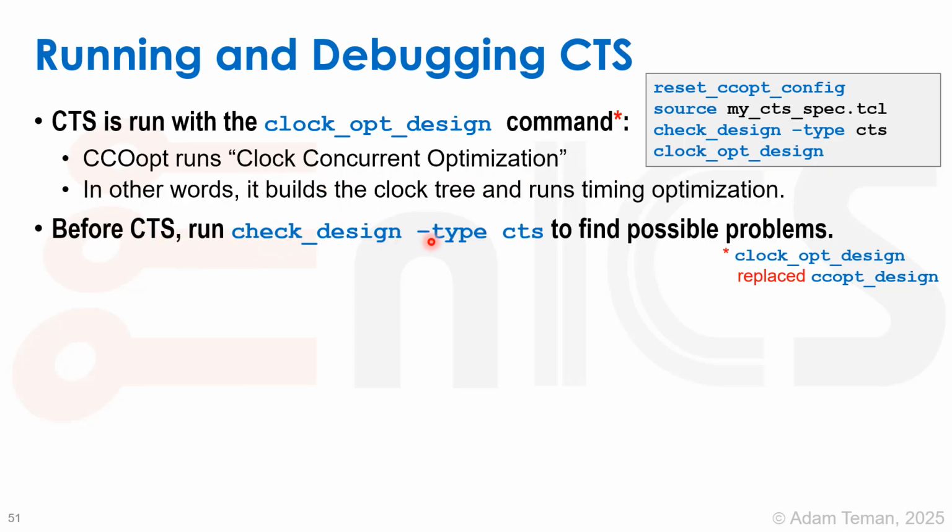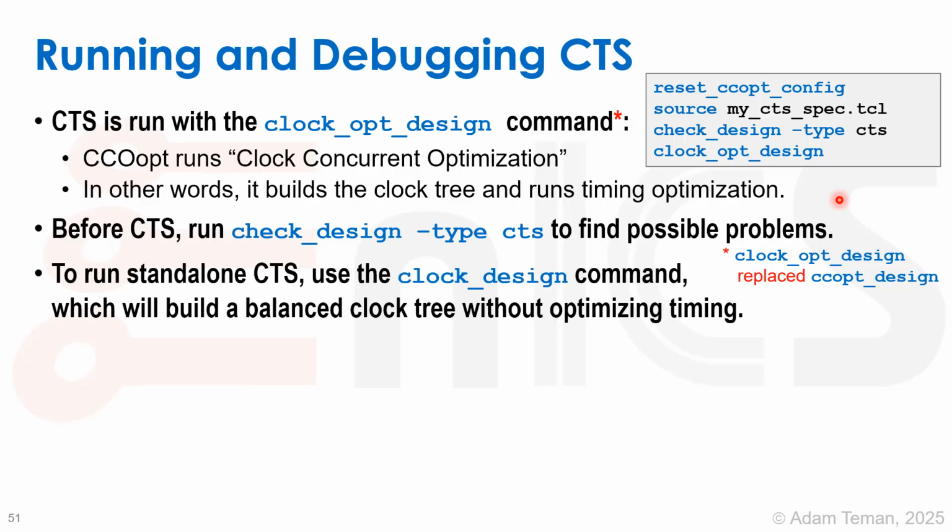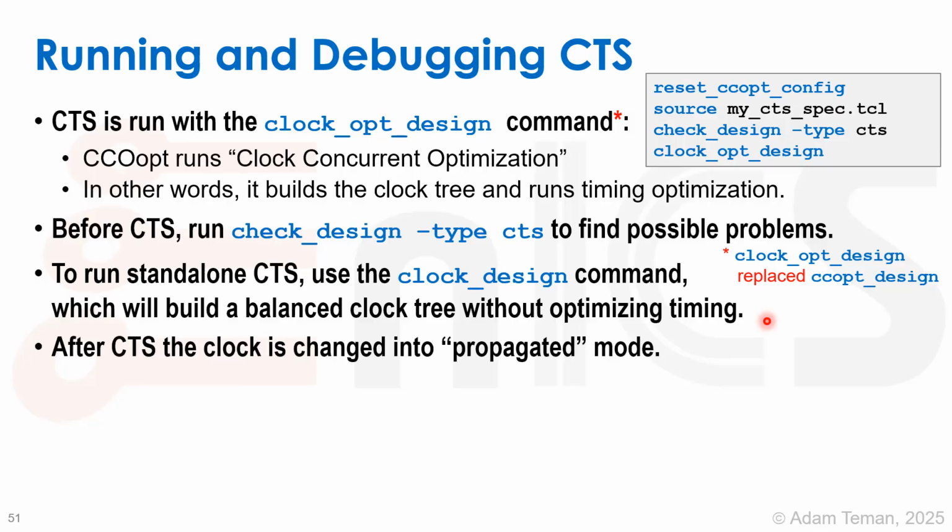So before CTS, we're going to run this check design minus type CTS as we saw here, and it may point out possible problems with our clock tree before running it. We may want to run standalone CTS, so that's not going to do the clock concurrent optimization, but just the skew balancing. That can help us build a balanced clock tree, check it out, and so forth, with a lot less runtime. It can help us debug things. So we would use the clock design command. It'll build a balanced clock tree, and it will not go through these timing optimization iterations.